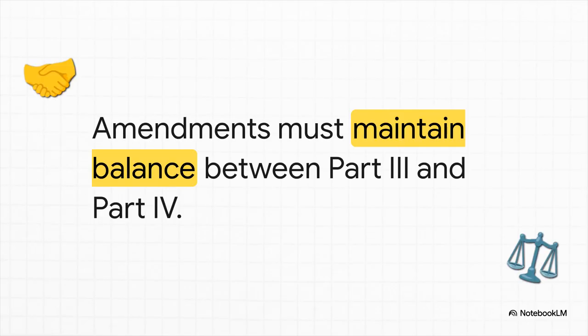And here is your fourth limitation point. Right. Harmony between fundamental rights and DPSPs. Amendments must maintain a balance between Part 3 and Part 4. Let me give you a hint. Explicitly writing Part 3 and Part 4, rather than just spelling out fundamental rights and directive principles, is a high-scoring technical keyword trick for the strict evaluator. It proves beyond doubt that you know the constitutional mapping.